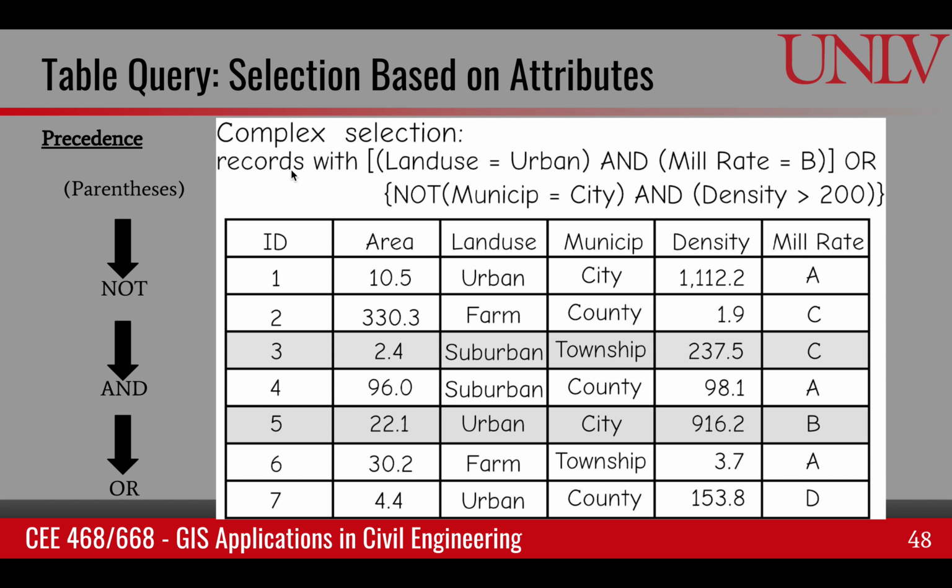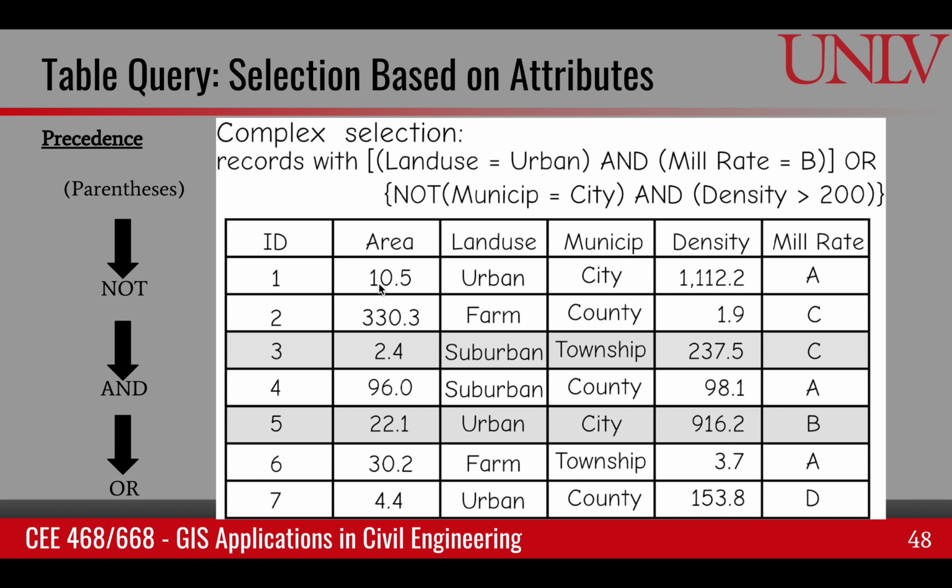So here is a very complex selection for this table: land use is equal to urban and mill rate is equal to B. This is all in square brackets, then ORed with another curly-bracket condition: municipality is not city and density is greater than 200. So when following this, you have to obey all of these conditions and combine them in the correct order to get the answer.